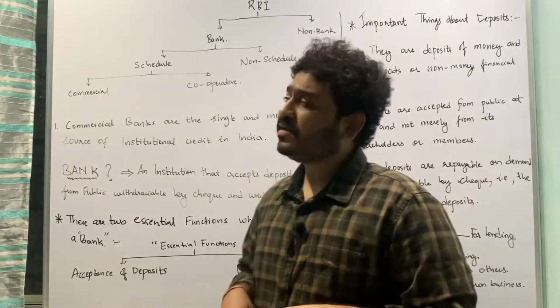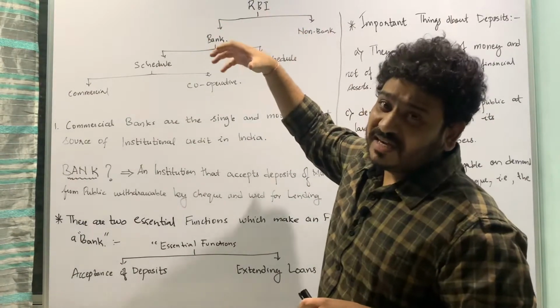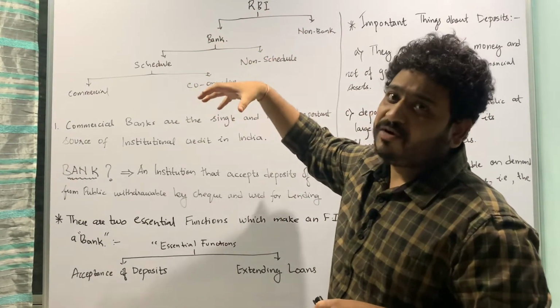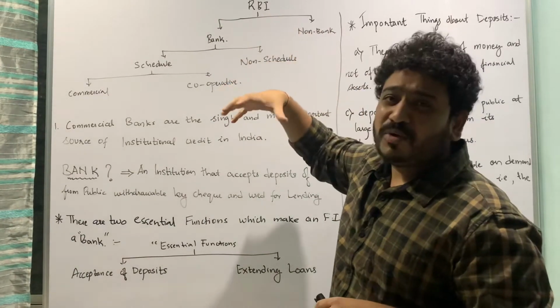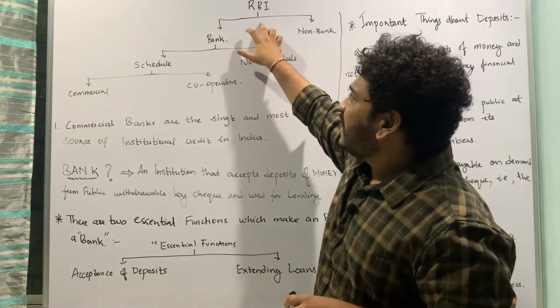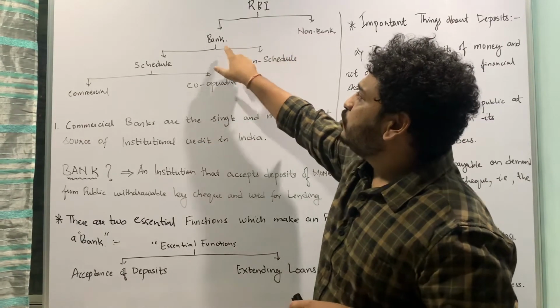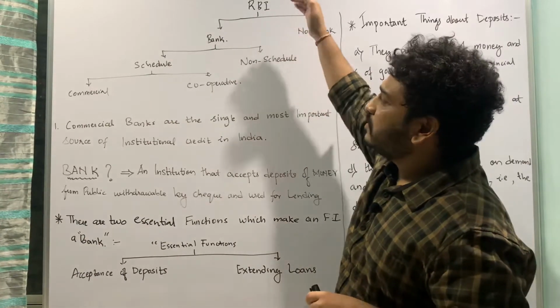So let's get started. At the apex, we have seen that there is something called the central bank, or the Reserve Bank of India. The Reserve Bank of India looks after both the monetary as well as the financial system in India. That can be further subdivided into banking and non-banking institutions which come under the Reserve Bank of India.